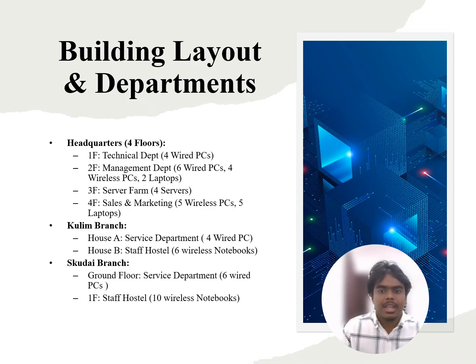Now I'm going to talk about the building layout and departments. The HQ has four floors. The first floor is for the technical department with four wired PCs. The second floor is management, which has a mix of wired and wireless PCs and laptops. The third floor is a server room with four servers, and the fourth floor houses the sales and marketing team with 10 wireless devices. The Kulim branch has two single-storey houses. House A is used by the service department and House B is a staff hostel. The Skudai branch is a two-storey building with a service department on the ground floor and a hostel on the first floor.